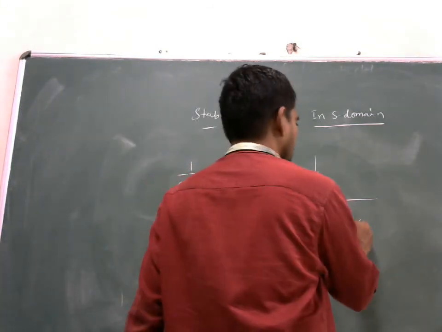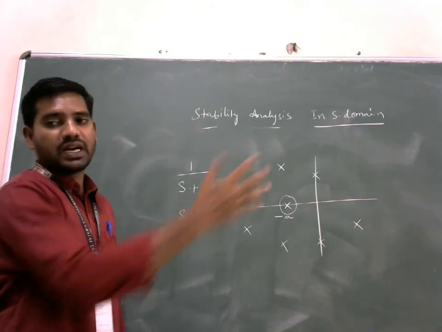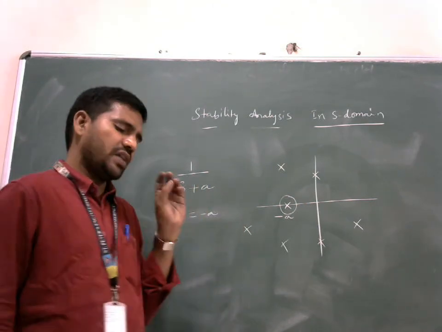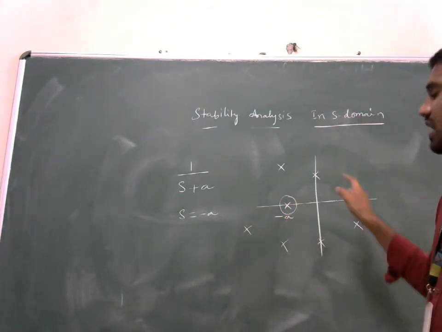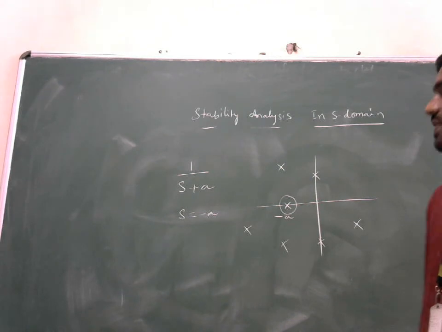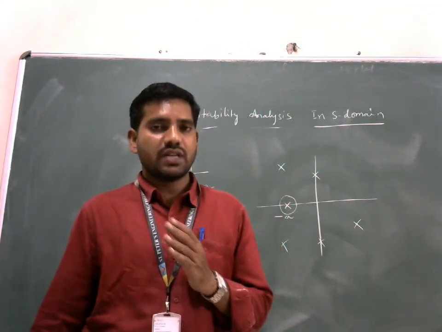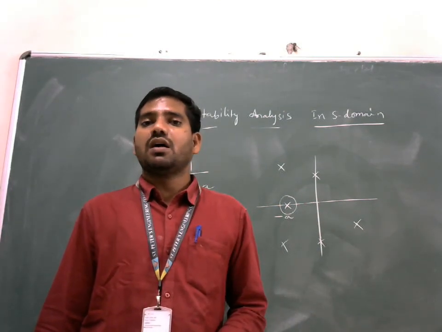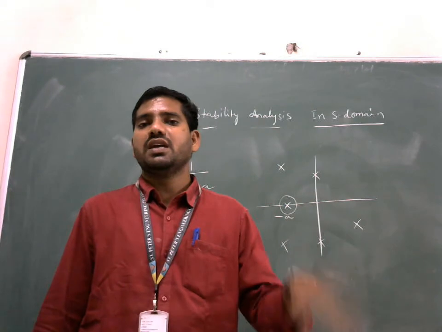Now, if only one pole is in the right half of the S plane, then the system will become completely unstable. Even if you have n minus one poles in the left half of the S plane, if only one pole is in the right half, the system will definitely be unstable. So in general, if all the poles are in the left half of the S plane, then it is definitely stable. If poles are on the imaginary axis, it is marginally stable. If poles are in the right half of the S plane, it becomes an unstable system.